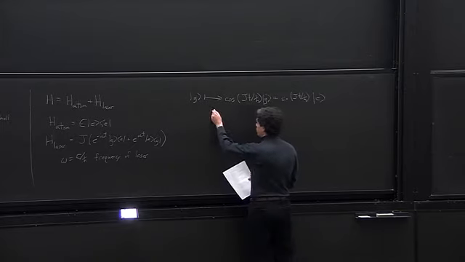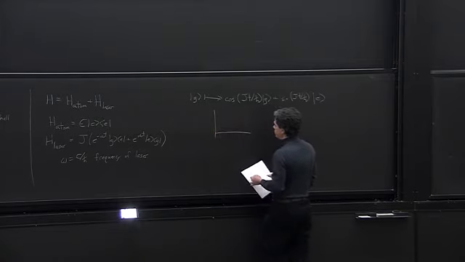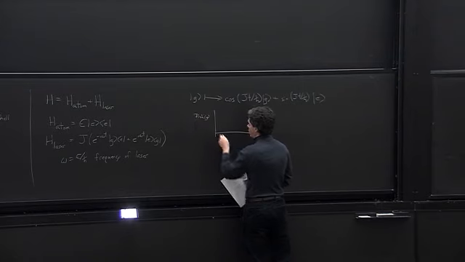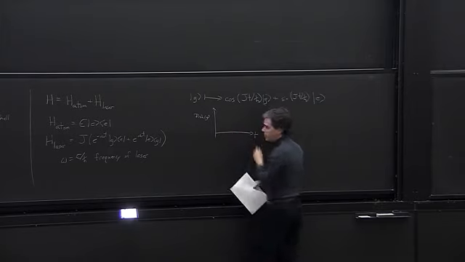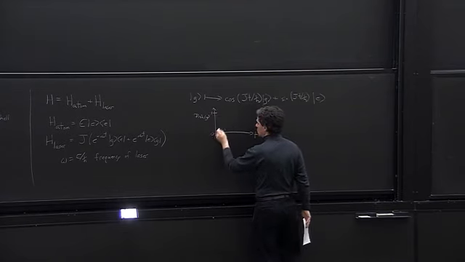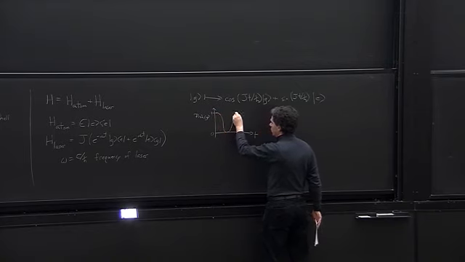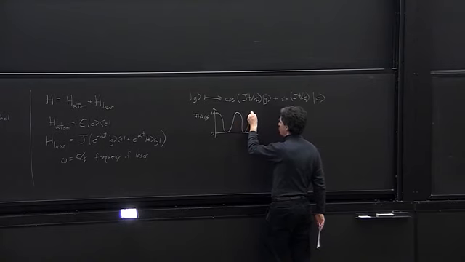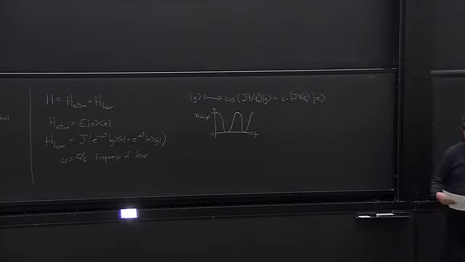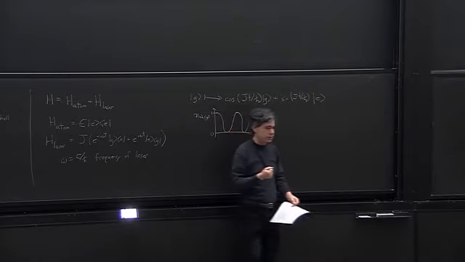And so if you look at this, what's the probability of ground at time t? Well, it starts out at 1. And then it goes down to 0. And then it goes back up to 1. And then back down to 0. And then back up to 1, and so on. OK? So that's what should happen if this were actually the exact Hamiltonian.